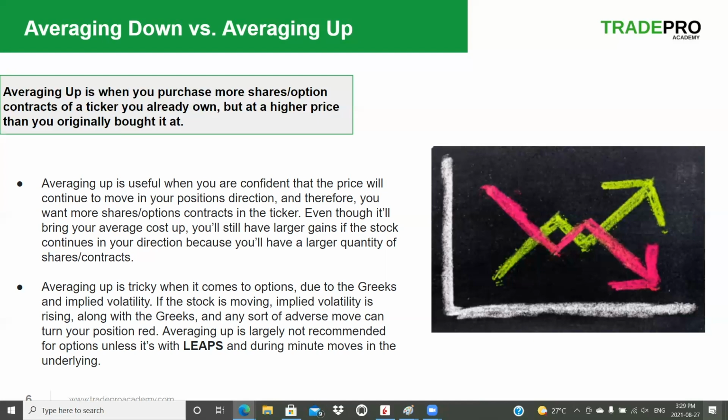But when it comes to a day trade or a swing trade, averaging up is one way that you can start losing. A winning position can turn into a losing position rather quickly. So we kind of want to avoid that.